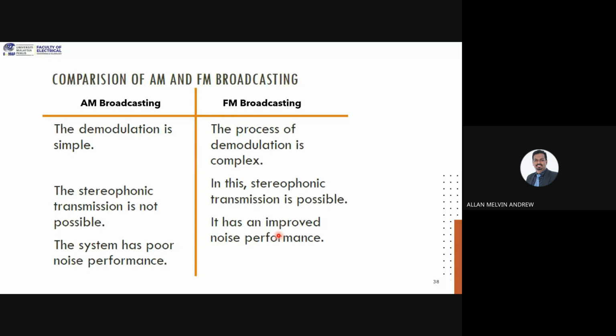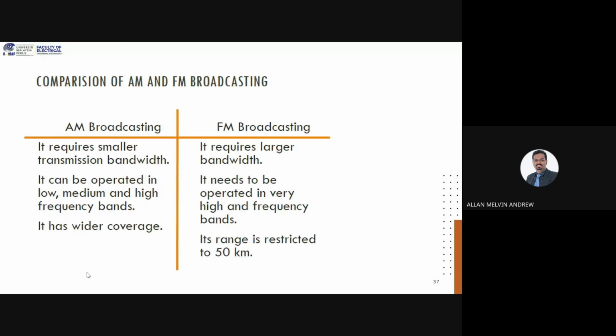Okay, we will stop here for today. Any questions? Today we have seen AM, FM, low level modulation, and high level modulation transmission.